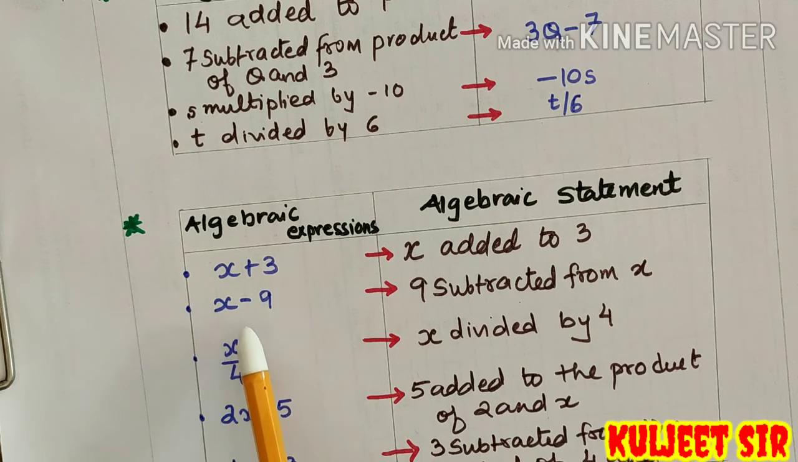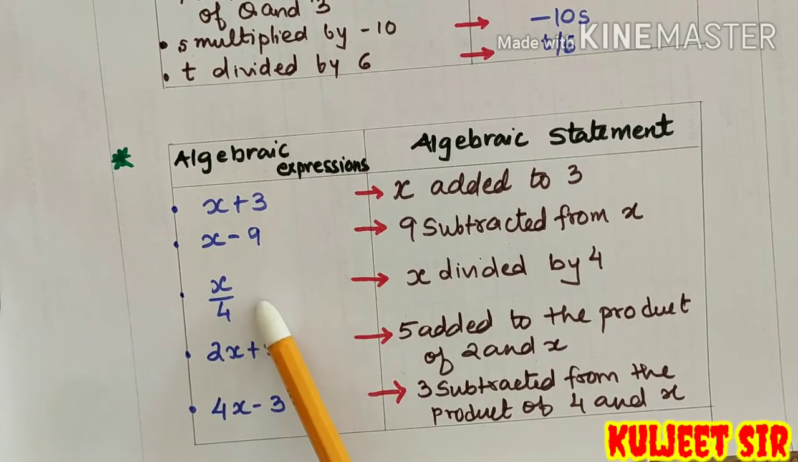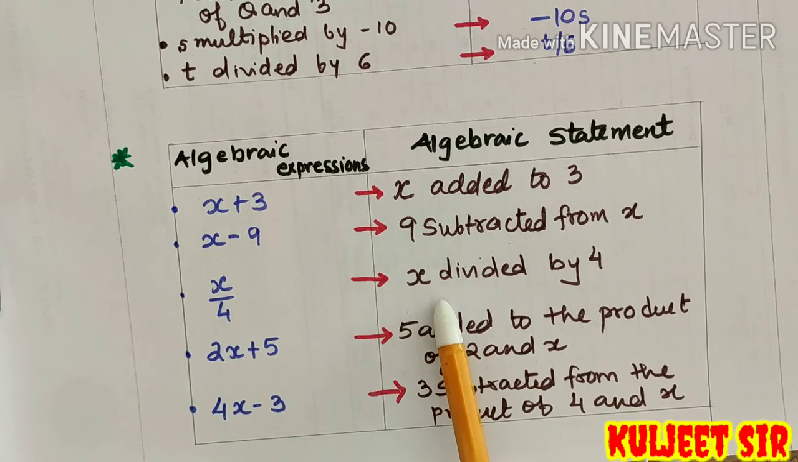Next, x minus 9. So what is to be done? 9 is subtracted from x. Third one, x upon 4. So you can write it in terms of an algebraic statement as x divided by 4. Simple.